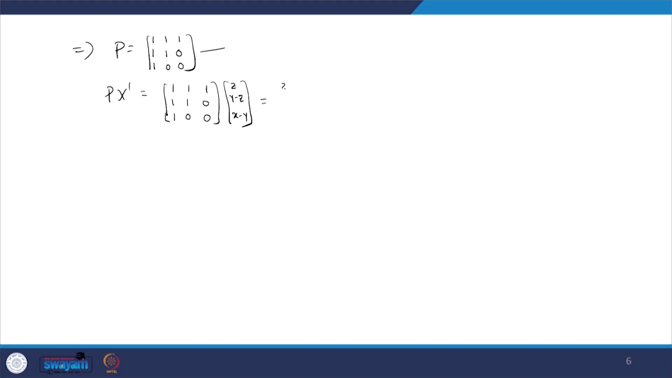So, this is basically z plus y minus z and plus x minus y. So, this is equal to x, z plus y minus z which is equal to y, z. So, I am getting basically like this. This implies that this is equal to capital X. So, P x prime equal to x, please.